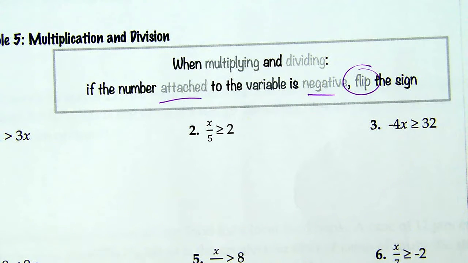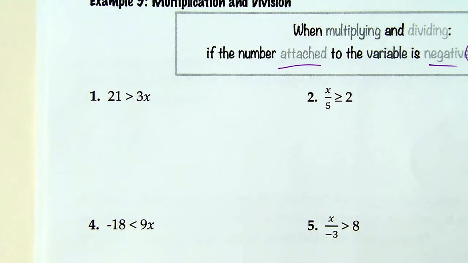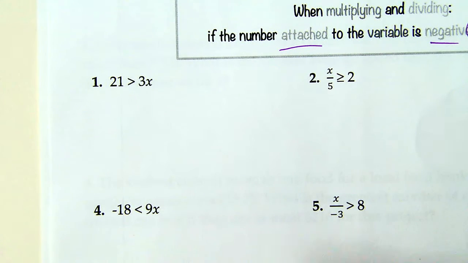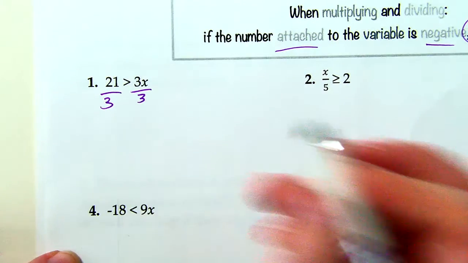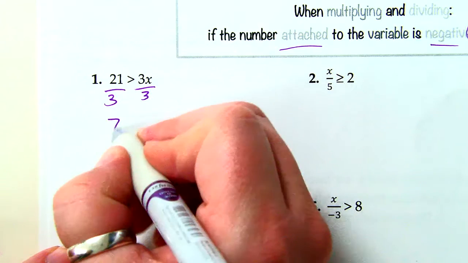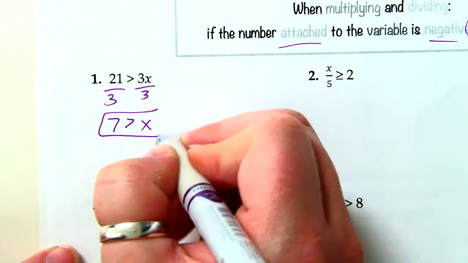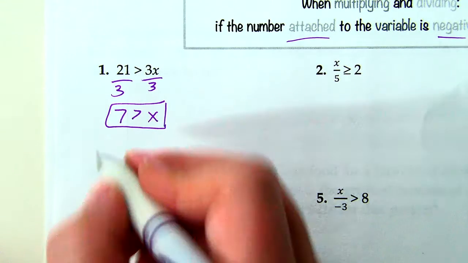So we're going to practice multiplying and dividing. Some of these will have to flip, some of them we're not going to. So on number 1, to get x by itself, you have to divide by 3. Now since that's not a negative, the sign doesn't change at all. It just stays the same. So there's the answer for 1, and then we're going to graph.